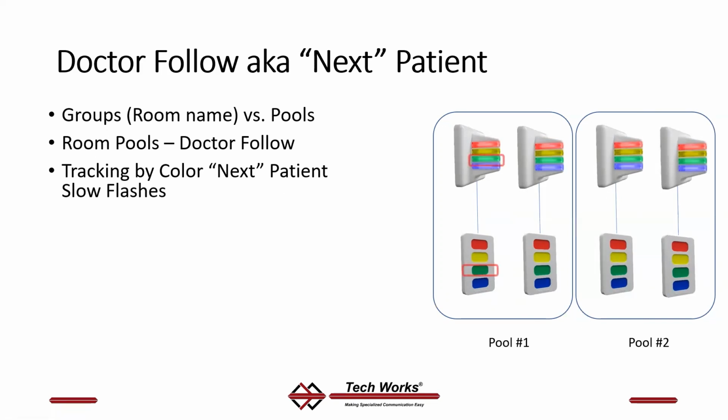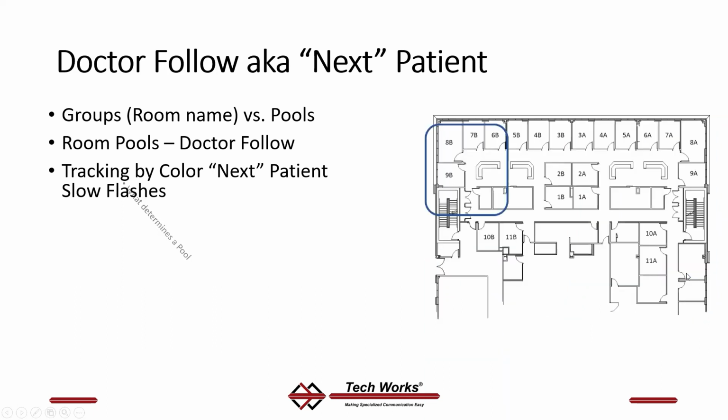The doctor goes to the next patient by the one that is slow flashing. So what the IMR is doing is sitting there keeping track of when you push these green buttons and saying, okay, this one was pushed first. It's slow flashing. The IMR tells this light, change to slow flashing so the doctor knows you're next. If Doctor 2 has a patient in a room that is ready for him, his will start slow flashing.